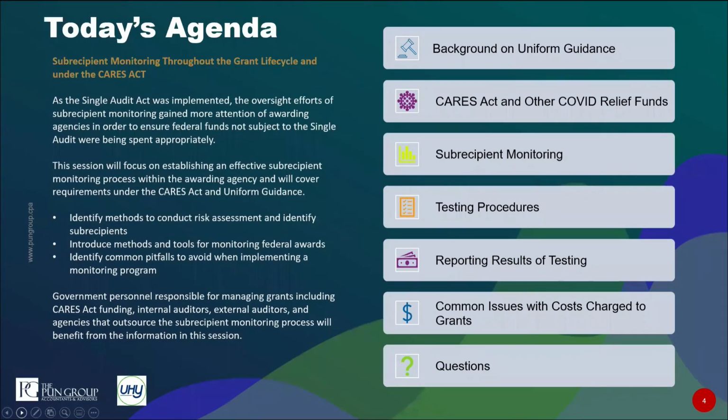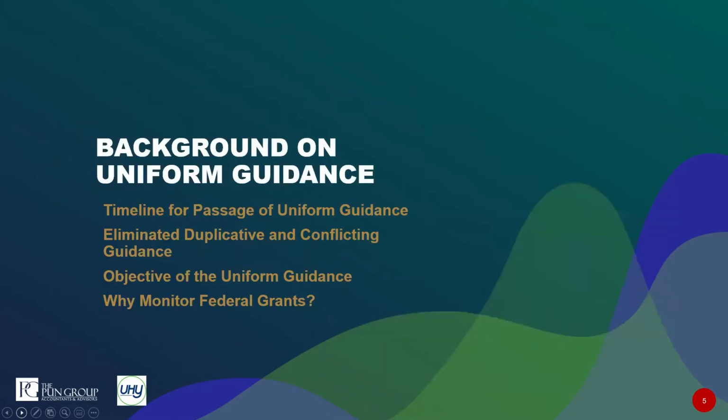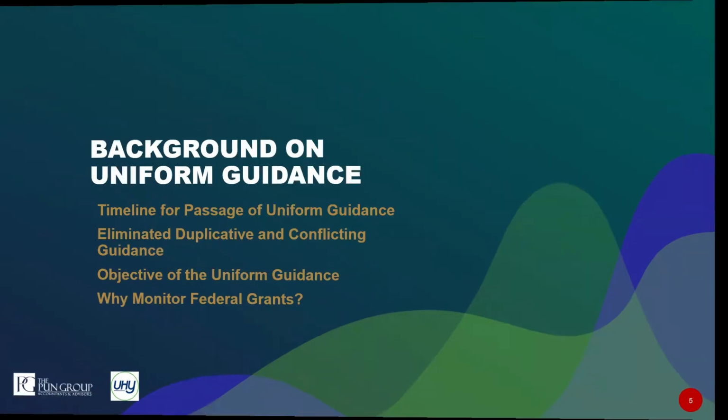So our agenda today in covering sub-recipient monitoring is to go through a little brief background on the uniform guidance and how it came about, talk about the CARES Act and other COVID relief funds, talk about sub-recipient monitoring specifically, testing procedures. We're going to go through some common testing procedures, reporting results of testing, any common issues we found with cost charged to grants, and then we'll take questions at the end if we can answer them through the chat. So I'm going to kick this right off into background on uniform guidance.